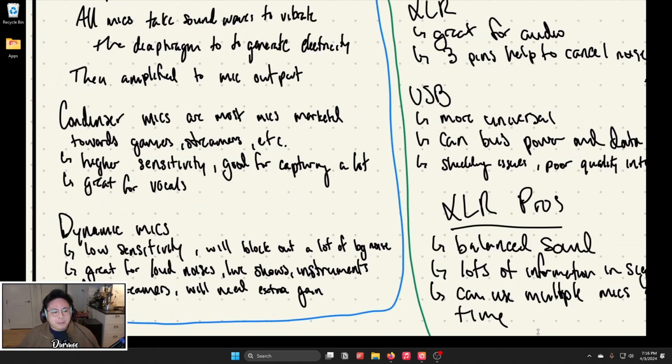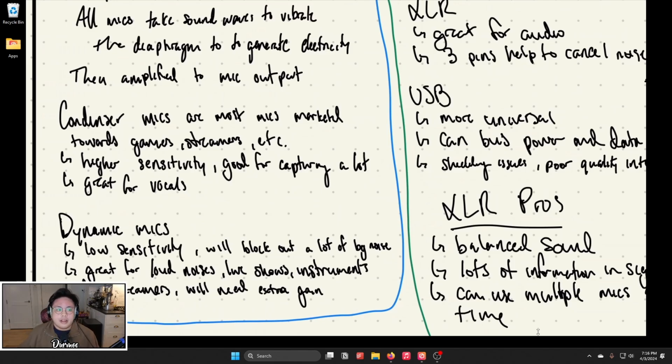Okay, so there's a lot of complexities under here. I'm trying to give it the most simple explanation that I can, super basic. So I'm probably skipping over a lot of important concepts, but I'm trying to get the big main ideas here. So a condenser mic is higher sensitivity.